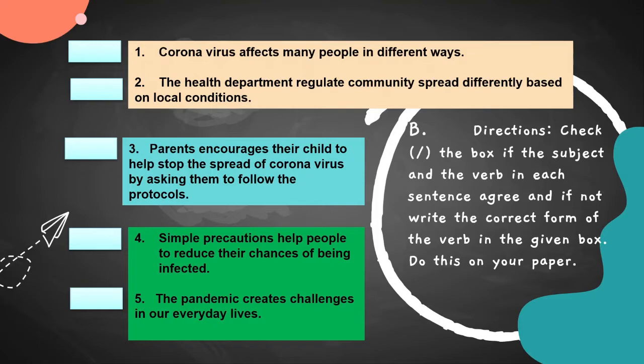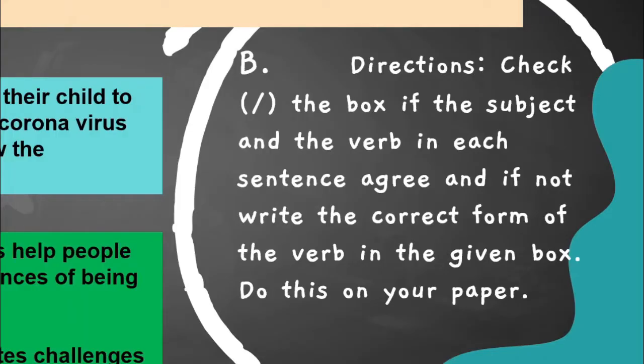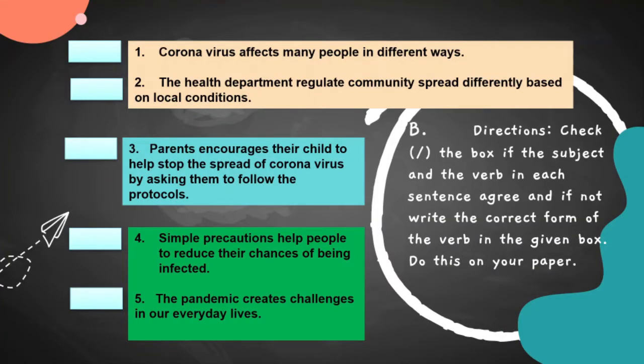Okay, directions for activity B, or practice B. Check the box if the subject and the verb in each sentence agree with one another. If not, write the correct form of the verb in the given box. And also, don't forget to do this on your paper. Let's have this answered. And please see the answer in the description.